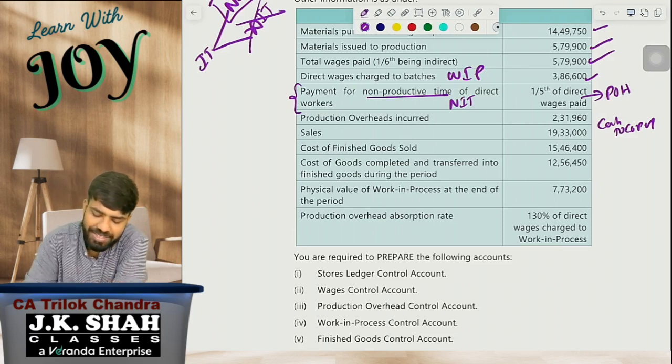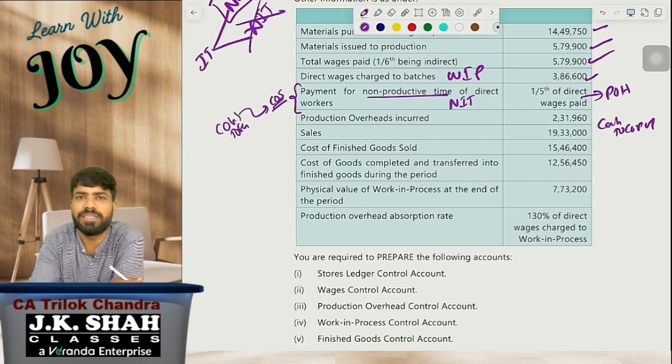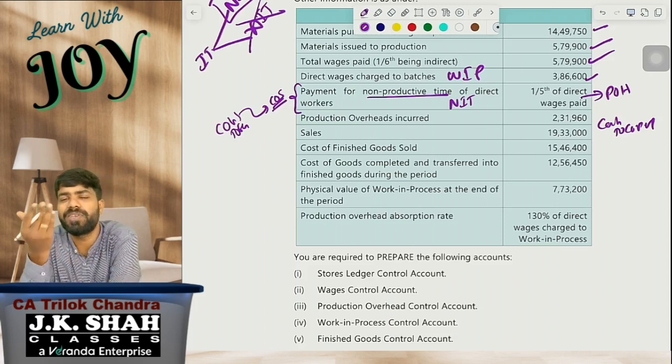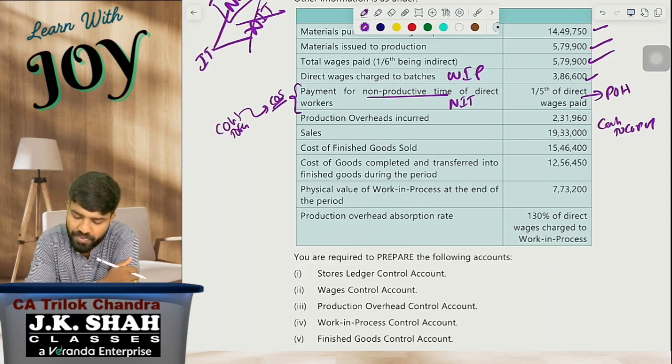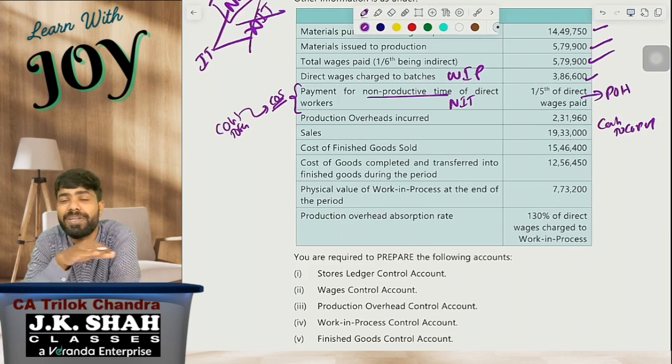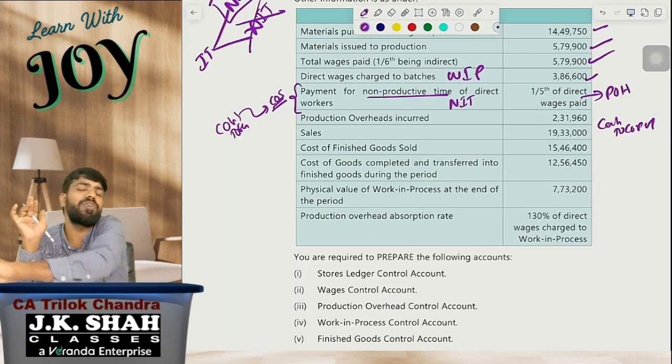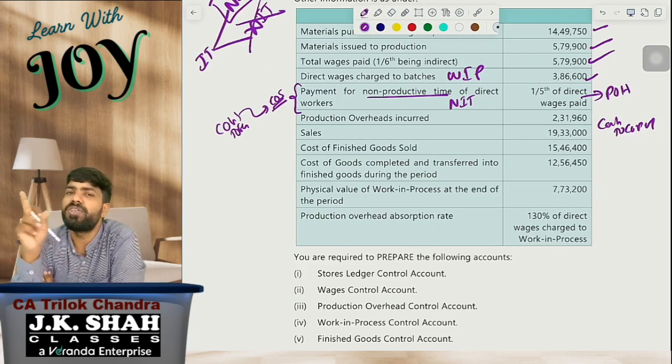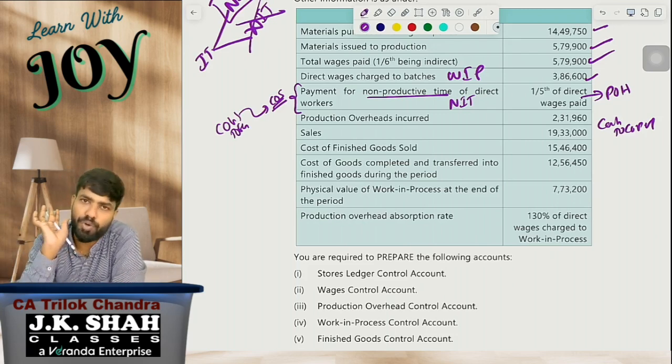If you pass the entry cost of goods sold to finished goods, then this cost of goods sold will transfer to cost of sales. So directly you can write the entry cost of sales to finished goods. Next, cost of goods completed and transferred into finished goods during the period. Once it gets completed, from work in progress we transfer it to finished goods account. So the entry is finished goods account debit to work in progress.